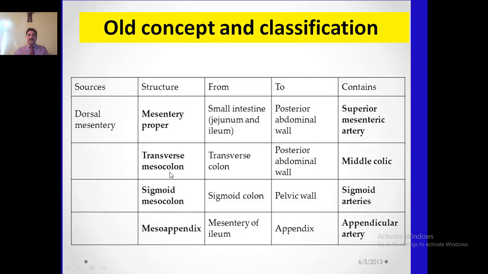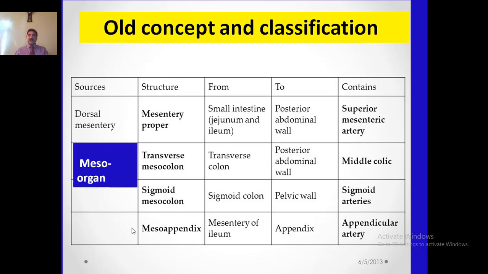Transverse mesocolon is the mesentery of the transverse colon. It attaches the transverse colon with the posterior abdominal wall. It contains middle colic arteries. Sigmoid mesocolon is the mesentery of the sigmoid colon. It attaches the sigmoid colon with the pelvic wall and contains sigmoid arteries. Mesoappendix is the mesentery of the appendix, and its content is the appendicular artery.